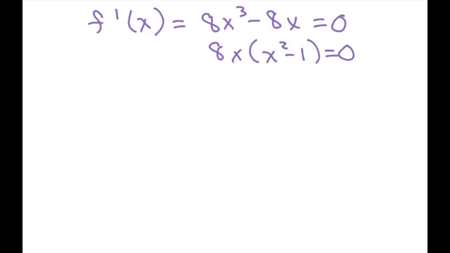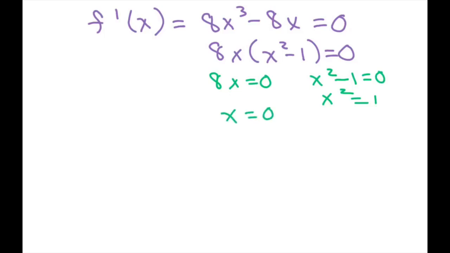So basically we have 8x equals 0, and then we have x squared minus 1 equals 0, which is x squared equals 1. So basically we have x equals 0, and if you take the square root, you get x equals plus or minus 1. When you take the square root, be sure to do plus and minus. Alright, so we have 3 x's here, and these are our critical points.